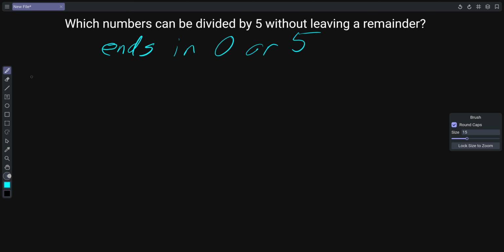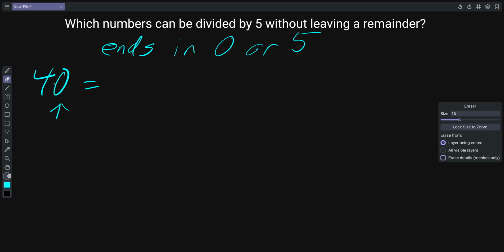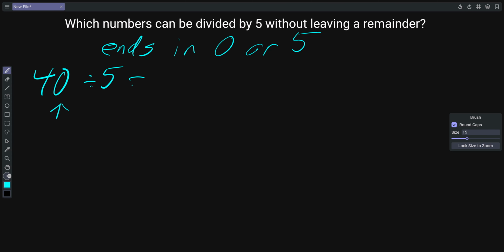So if we had a number like 40, this can be evenly divided by 5 because it ends in a 0, and 40 divided by 5 equals 8. Similarly, if we had a larger number like 75, this could be evenly divided by 5 because it ends with 5.